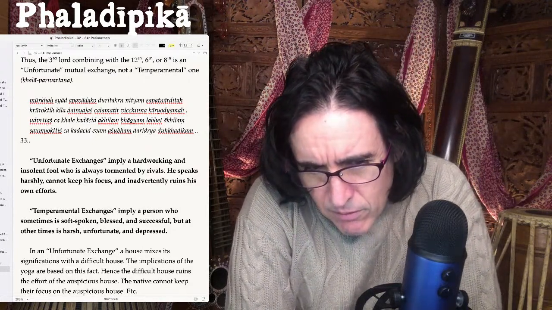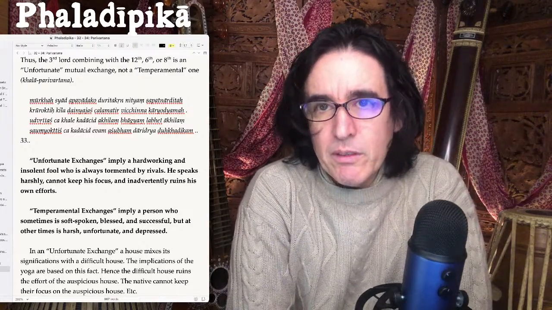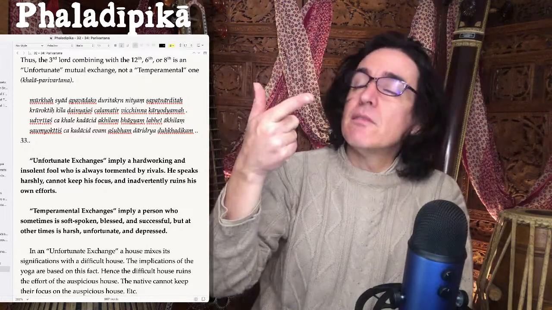And then for the temperamental exchanges, udvritascha kale. Sometimes, udvritascha kale kadachit. Sometimes with the kala yoga, the temperamental yoga, you get a person who is udvrita. I don't know if I really translated this. I think the translation could include the concept that they're always udvrita, which means they work hard. They like to work. But it's not like the unfortunate yoga. In the unfortunate yoga, they work hard, but foolishly. In the temperamental yogas, they work hard, and sometimes they're successful, but not always.